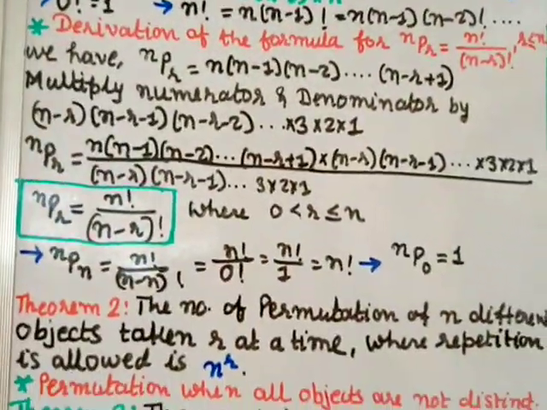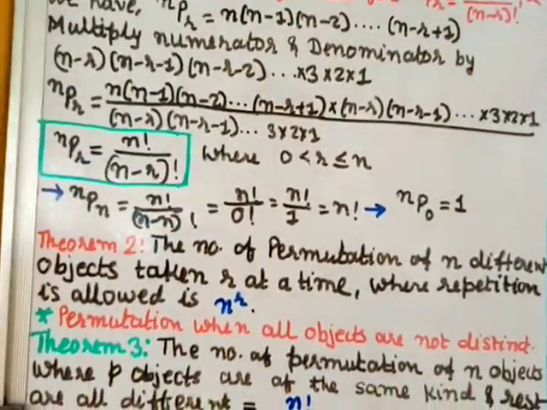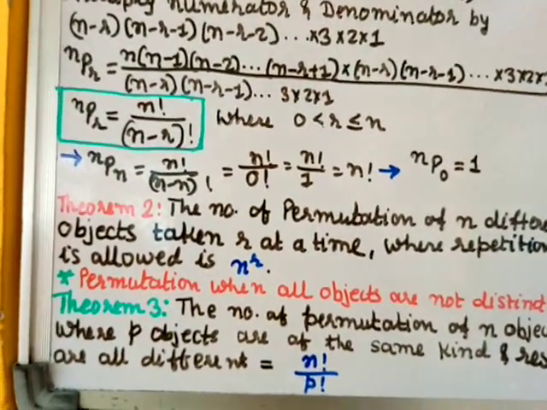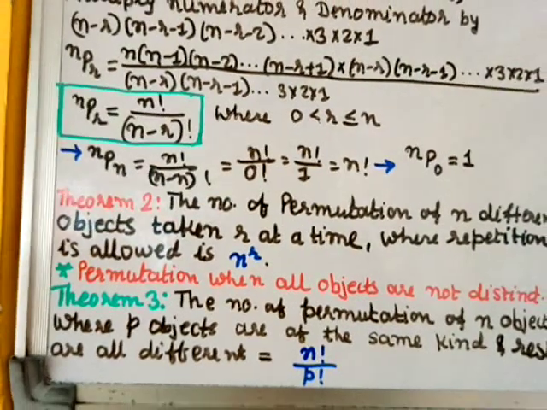Okay, so similar to theorem 1, you can try yourself. Here repetition is allowed. In theorem 1, repetition was not allowed. Only that is the difference. So the proof you can try by yourself.